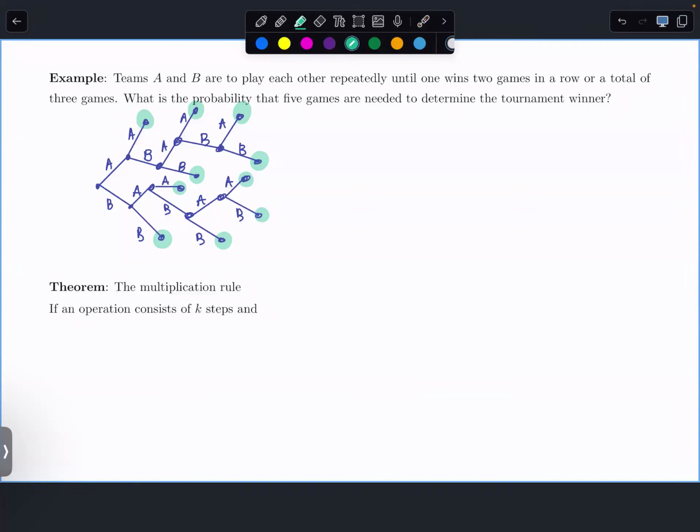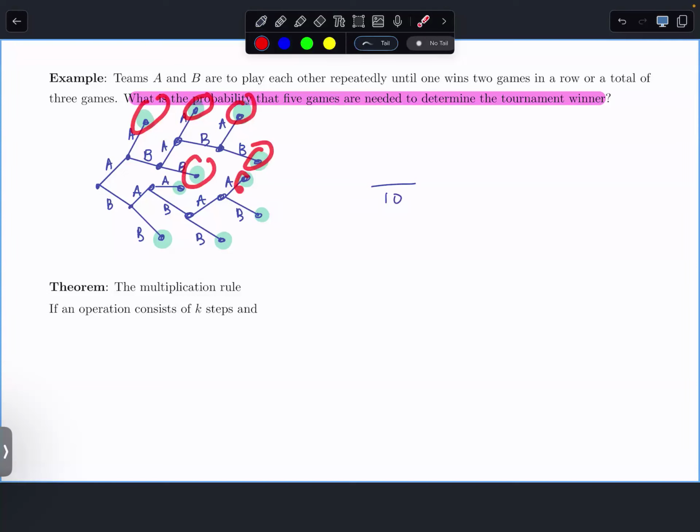I was confused. We are to be answering the question, what's the probability that 5 games are needed to determine the tournament winner? So, how many ways can this tournament end? 10 ways that this tournament could end. 1, 2, 3, 4, 5, 6, 7, 8, 9, 10 ways that the tournament could end. Yes? How many of those ways required 5 games? 2, 1/5. Woo!